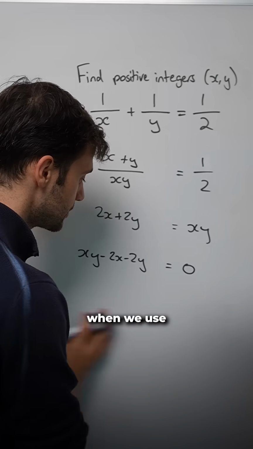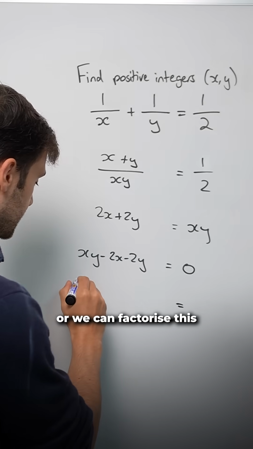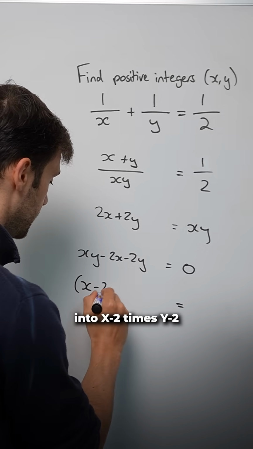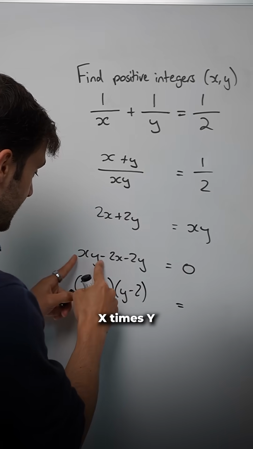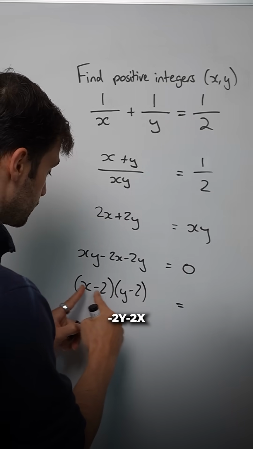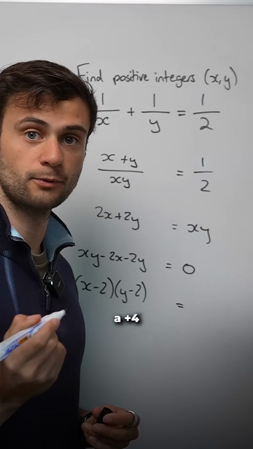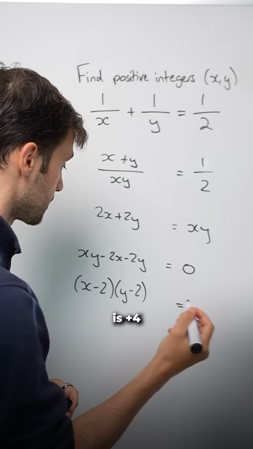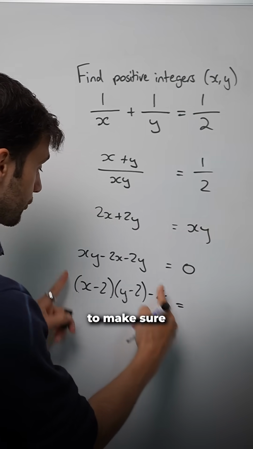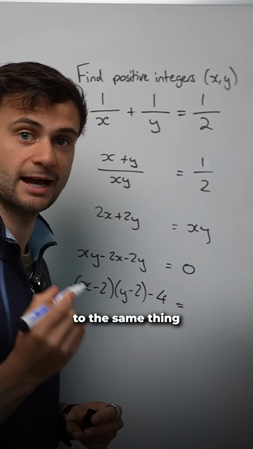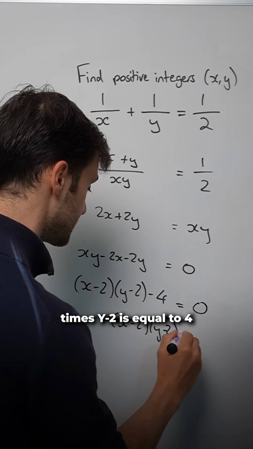So this is when we use the technique completing the rectangle. We can factorize this into (x minus 2) times (y minus 2), and that gives us x times y minus 2y minus 2x. But it also gives us a plus 4. Minus 2 times minus 2 is positive 4. So we're going to have to subtract 4 away from this to make sure that it's still equal to the same thing as above. So then we find that (x minus 2) times (y minus 2) is equal to 4.